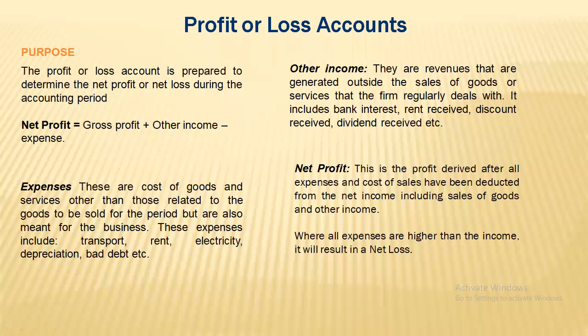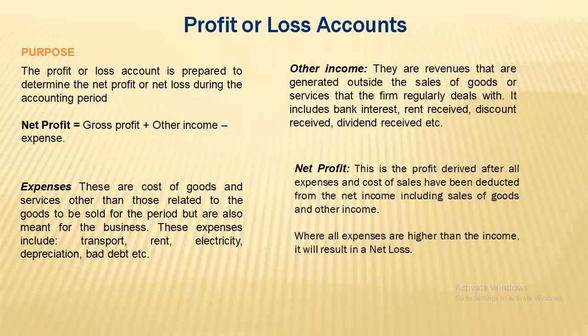That's bank interest as a result of saving money in the bank, or they have an investment in another company that is giving them dividends, or they've bought in large quantity and the supplier has decided to give them a discount on the bulk purchase. All these represent other income. Then lastly, the net profits.